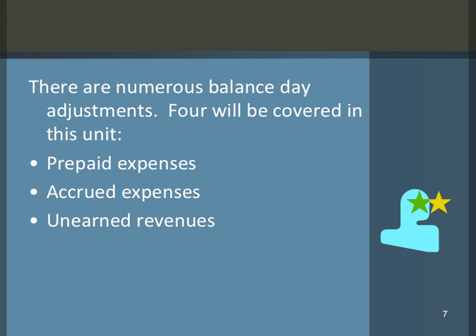Unearned revenues. Sometimes businesses can receive the fee in advance before they've earned the revenue. So the business hasn't supplied a service yet, but the customer has paid for it in advance. Sometimes deposits are made ahead of time before the service is completed. That's a revenue that has not been earned. And finally, accrued revenues. Revenues that have been earned, but we haven't received the cash for them yet. We haven't realised that revenue as yet. So they're the 4 balance day adjustments that we're going to be looking at.